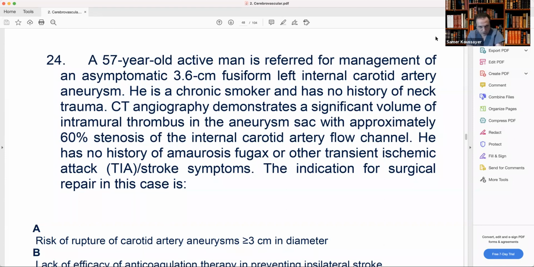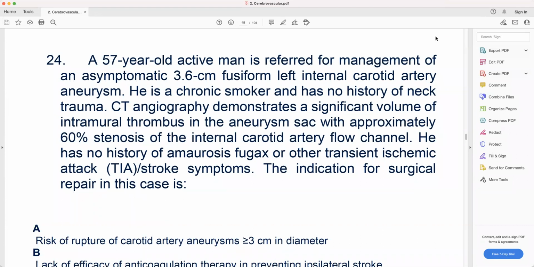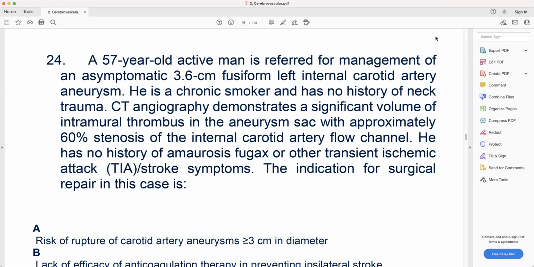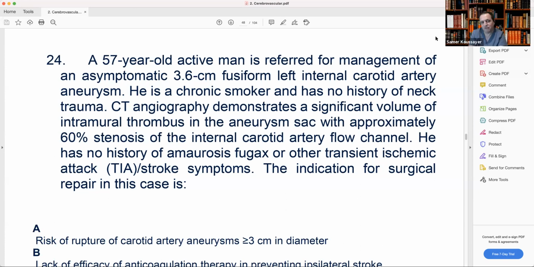So what size do we recommend to treat them? Do they have a special size? I cannot recall the exact number, but maybe 3.5 is the cut. I'm not sure. I mean, 3.6 for sure is big. So they make it easy for you. You don't even remember the number, but 3.6 looks big. If they give you something like 2.5, it becomes a bit more difficult and confusing.